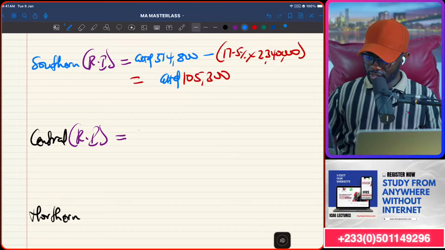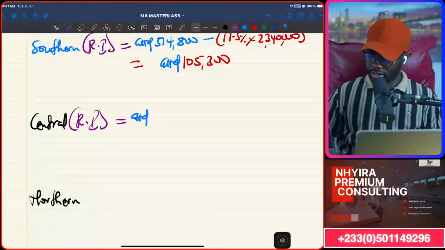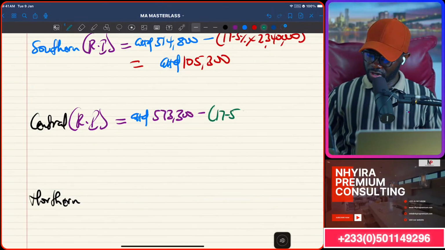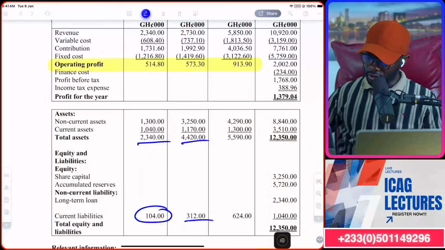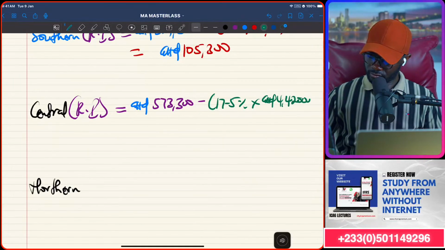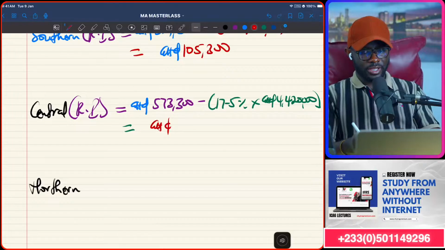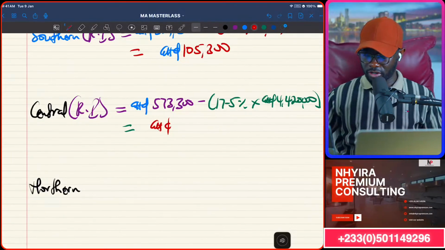Let's do the same idea, but this time for the Central Territory. 573,300 minus 17.5% of the total asset of the Central Territory, 4,420,000. So we punch that out to give us the residual income for the Central Territory. 573,300 minus, into bracket, 0.175 times 4,420,000, bracket close, and that is giving me 200,200.